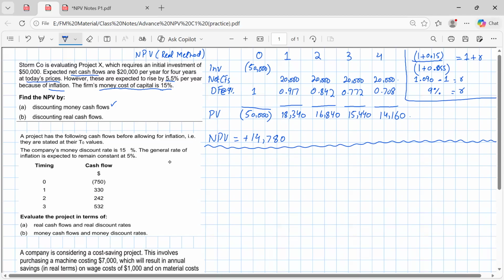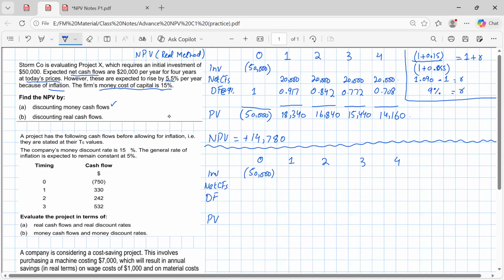So now NPV using the money method. Again, year zero, year one, year two, year three, year four. So the investment is 50,000, and then net cash flow, discount factor, and then present value. Now tell me, which method of NPV are we using? Money method.